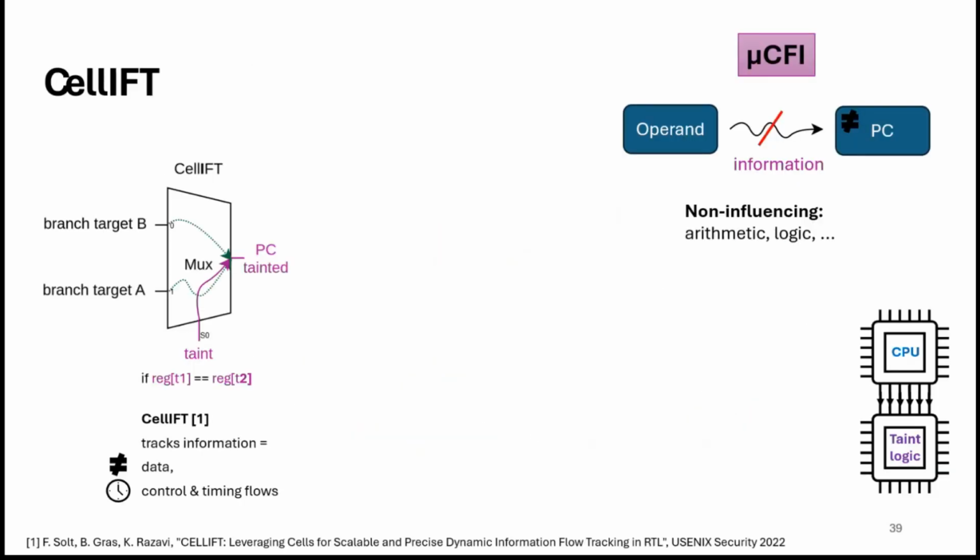So first I'll explain what CellIFT does. CellIFT tracks all the information flows: timing, control, and data. So for example, on the multiplexer, if we have the select input tainted, then the output of the multiplexer will be tainted, because now imagine an attacker can control the taint. It could control which of the two inputs is taken.